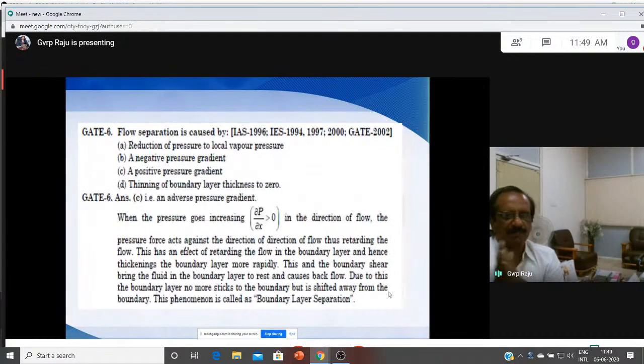The other question: flow separation is caused by. Flow separation is always caused by a positive pressure gradient. I mentioned and discussed this at length while discussing separation of boundary layer. Any separation, the main thing is a positive pressure gradient. The answer is C, an adverse, positive pressure gradient.